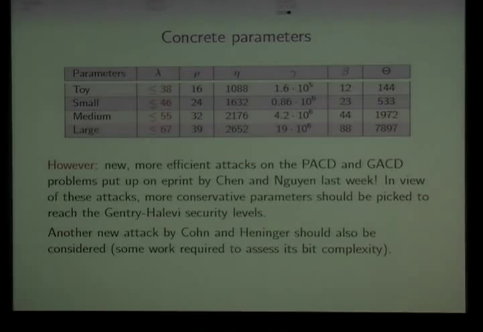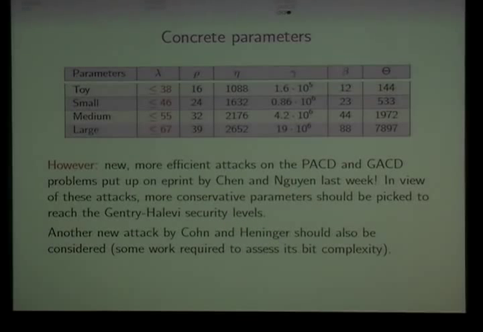Unfortunately, last week a paper was published on ePrint by Chen and Nguyen that pretty much broke those parameters by finding a more efficient attack on PACD and also on GACD, though not as efficient. So our stated security level is not as large as we were hoping. Instead of 72, for example, it's less than 67. So we'd have to hike the parameters a little to reach the same level of security as Gentry and Halevi, and that would make our key size, etc., less competitive.